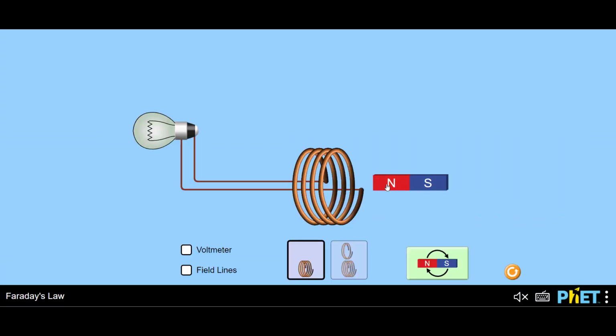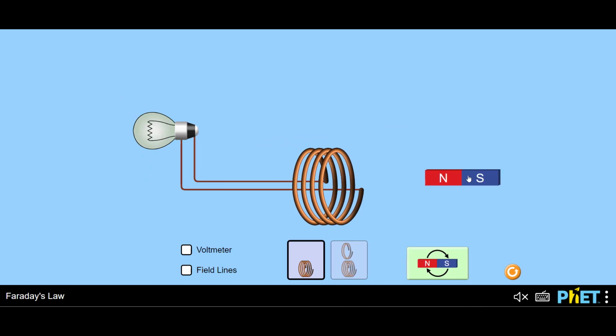Here we have a magnet and we have a coil of wire, and the coil of wire is connected to a lamp. So let's start by trying to move this magnet through the loop of wire. We can see that we are producing energy inside the lamp, okay? Again, if I move it through the wire or the solenoid here, we are producing electricity.